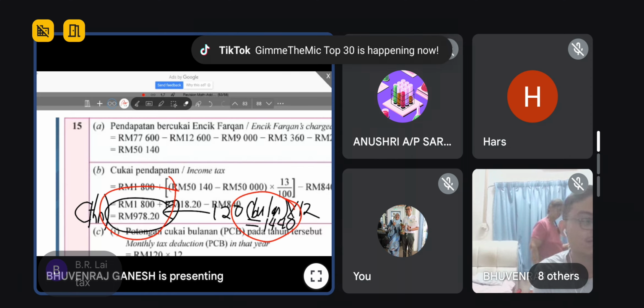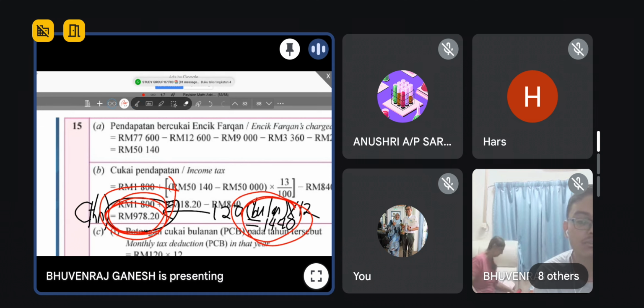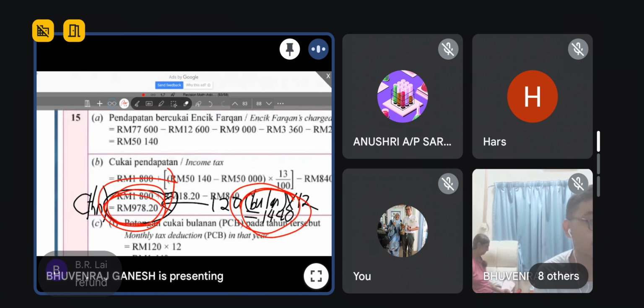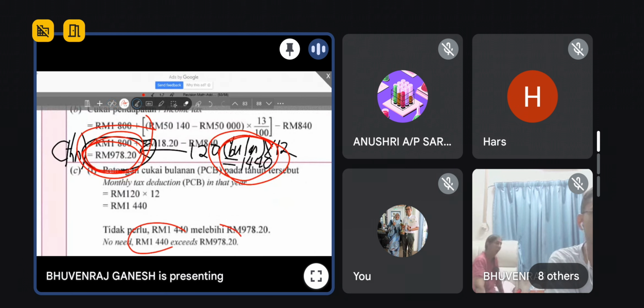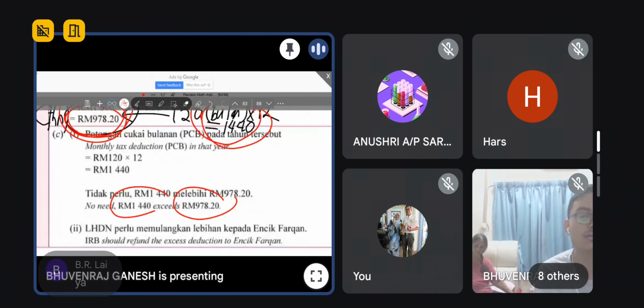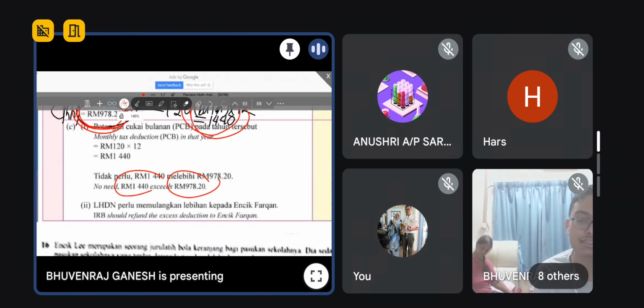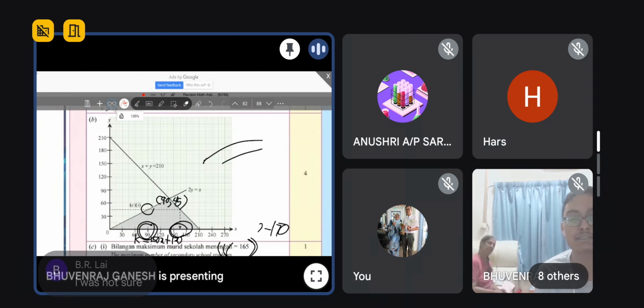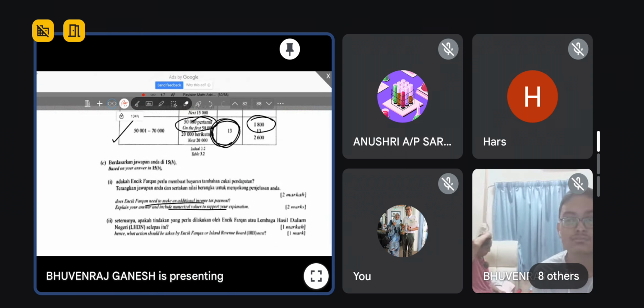Are you sure? See the value carefully. Income tax is 97820. PCB is 1440. So what will happen? Yes. Okay, so the answer will be refund because 1440 exceed 97820. So you all are going to get a refund, lebihan. So this is the answer. Do you all understand, guys? This is for the tax question. Are you clear? Everyone here?